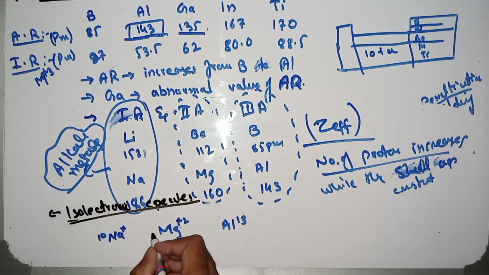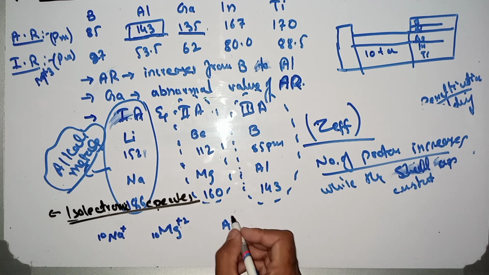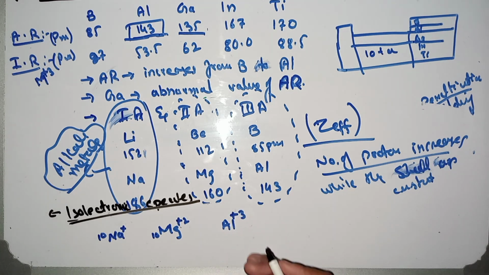So that's why it will have 10 electrons, while aluminium has a plus 3 charge, meaning when it loses 3 electrons, it will have 10 electrons. So these species are called isoelectronic because their electrons are the same. In isoelectronic species, this is not called atomic radius, this is called ionic radius, IR.